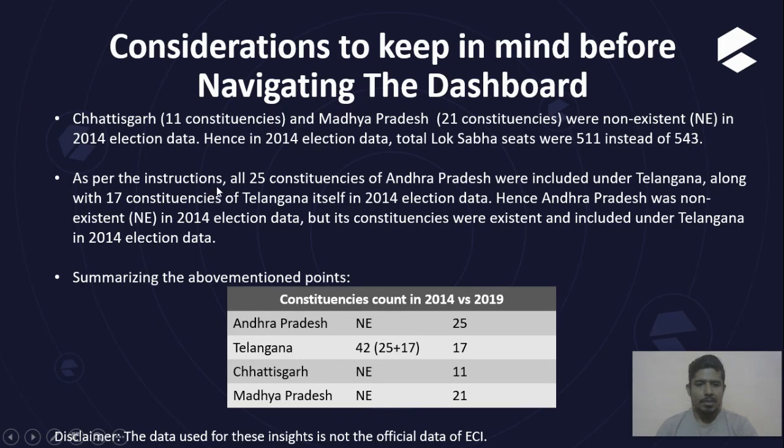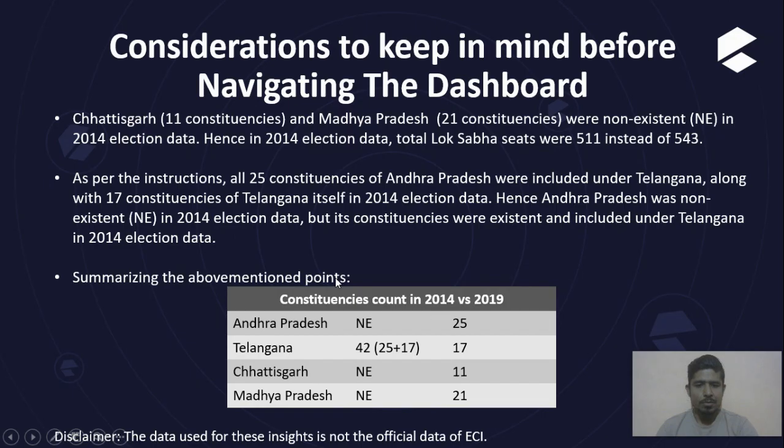And as per the instruction provided by Codebasics, all 25 constituencies of Andhra Pradesh were included under Telangana, along with 17 constituencies of Telangana itself in the 2014 election data. Hence, Andhra Pradesh also was non-existent in 2014 election data, but its constituencies were existent, although not under Andhra Pradesh but under Telangana in the election year 2014.